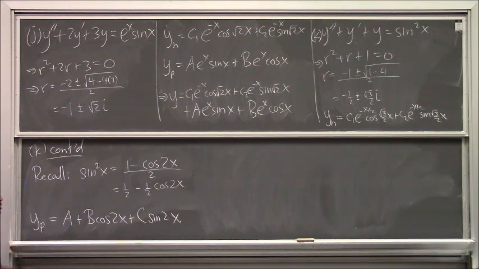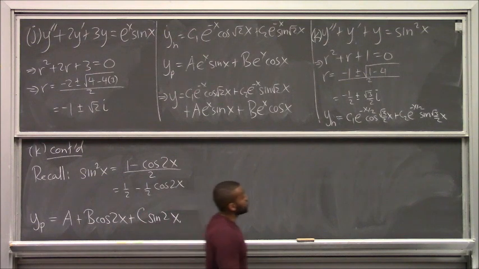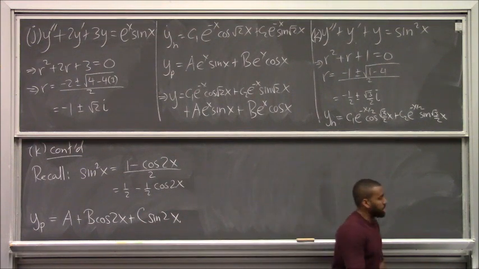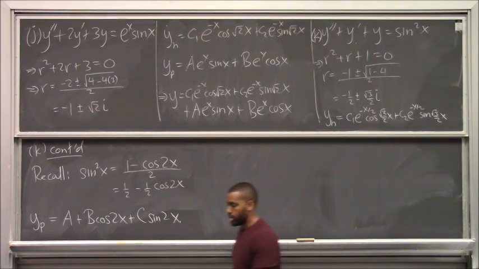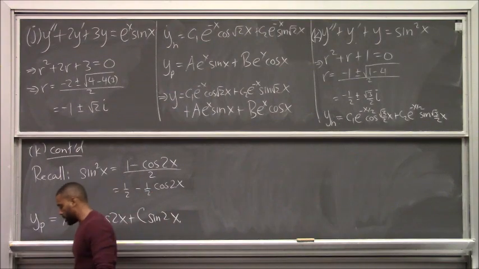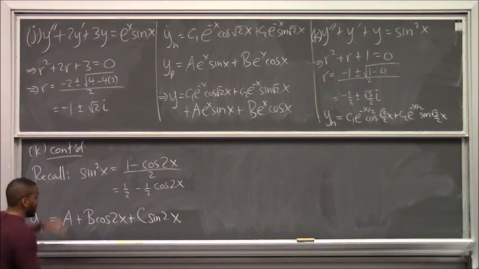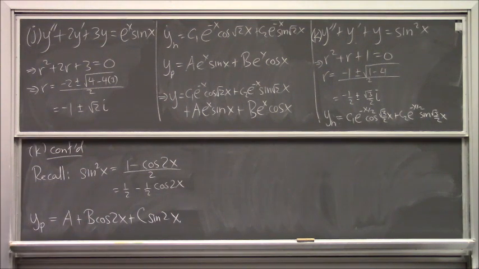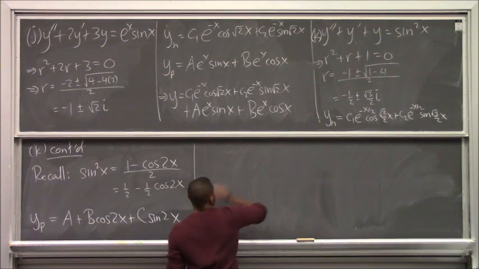Now, of course, there's a trick here. You should not assume that your yp looks something like a sine squared plus b cosine squared. That is not a good form. So you either have to write it as a sine or cosine without any powers, or use variation of parameters. That would be the other option. Variation of parameters can take that as is.